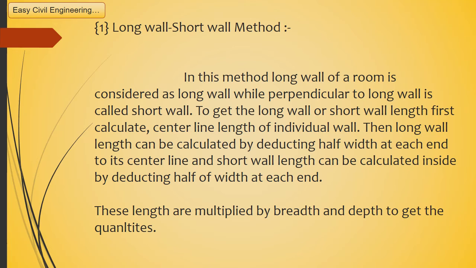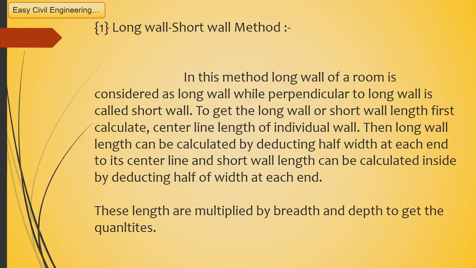This method is very simple and straightforward. Some confusion is created in junctions and all that, but still it is a very easy and straightforward method. These lengths of long wall or short wall are multiplied by widths and depths to get the different quantities.